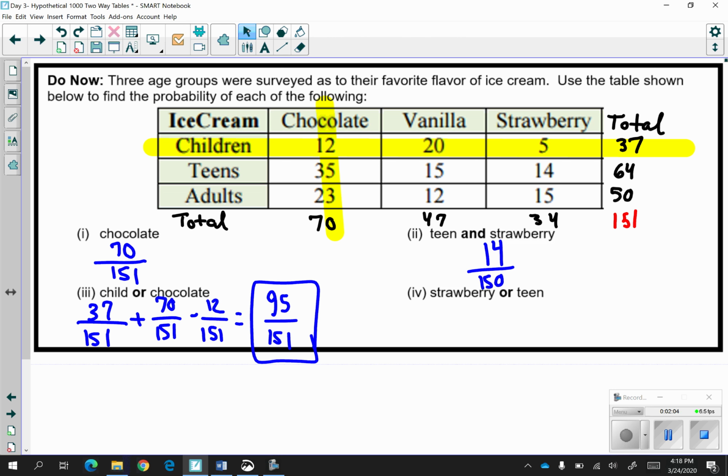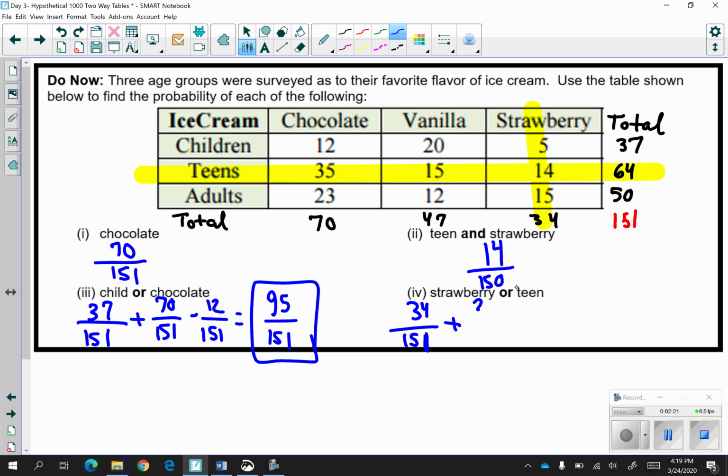Same thing goes for strawberry or teen. 34 out of 151 like strawberry. The probability of getting a teen is 64 over 151, and 14 over 151. When you put this in the calculator, you end up with a probability of 84 over 151.